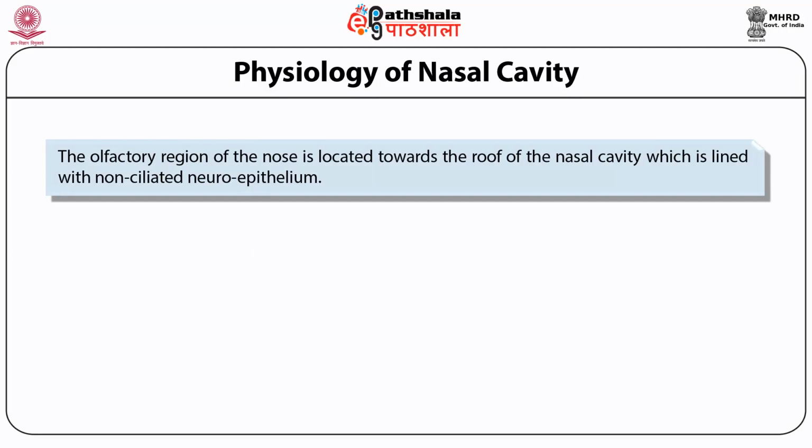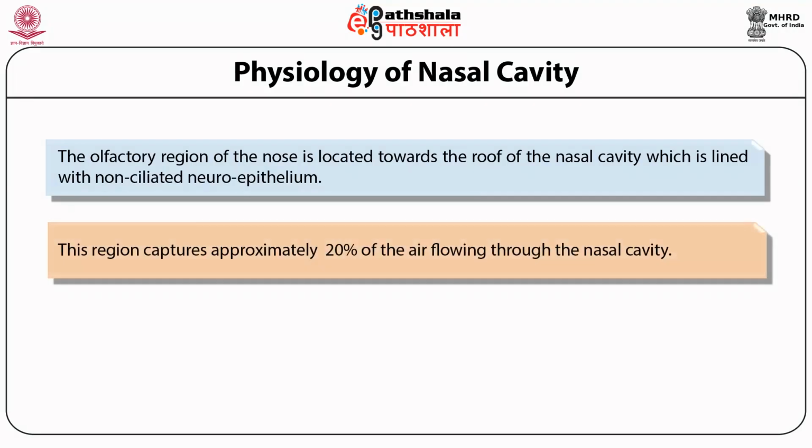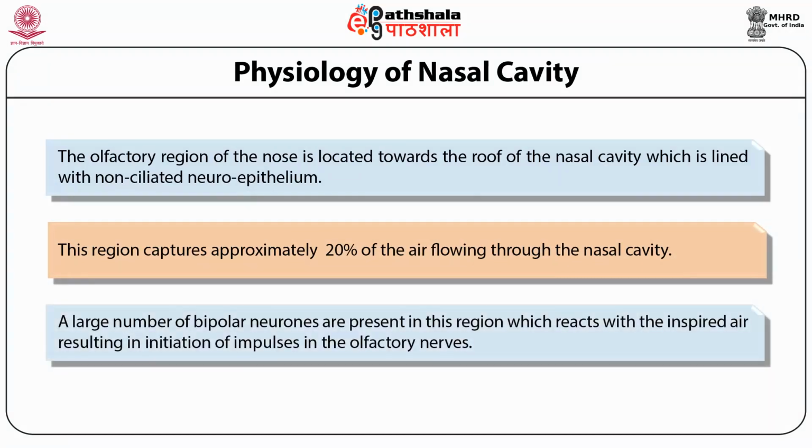The olfactory region of the nose is located towards the roof of the nasal cavity, which is lined with non-ciliated neuroepithelium. This region captures approximately 20% of the air flowing through the nasal cavity. A large number of bipolar neurons are present in this region, which react with the inspired air, resulting in initiation of impulses in the olfactory nerves.